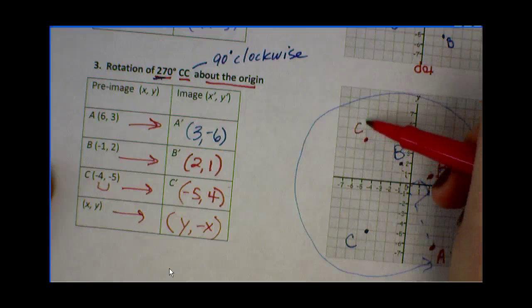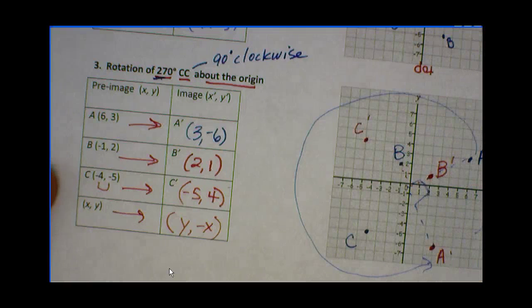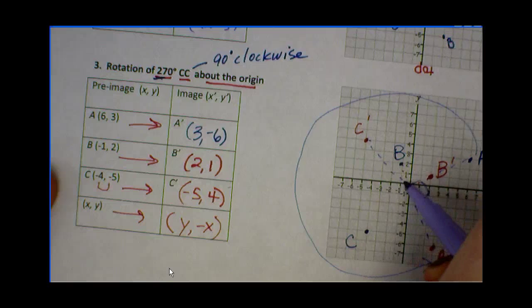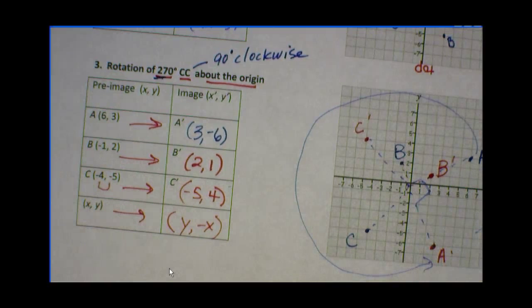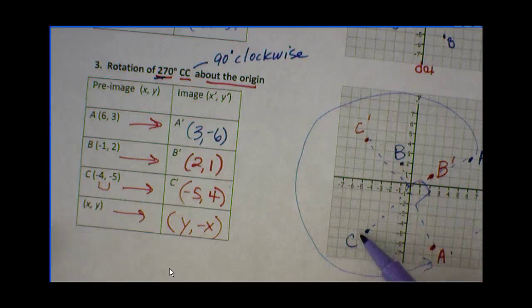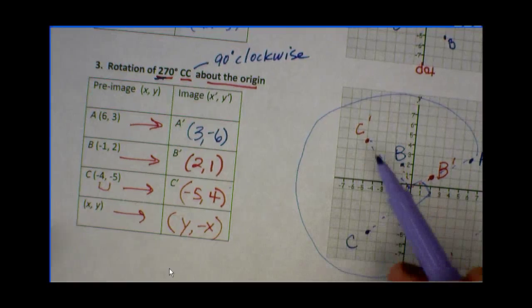And C. Let's see. What do you think? If I connect those to the origin, which is the center of rotation, we see either 90 degrees. Now, one thing to notice. Clockwise. You're going 270 degrees counterclockwise, so that would be to the left. That's counterclockwise. Or clockwise 90 degrees. There's where you're 90 degrees clockwise.